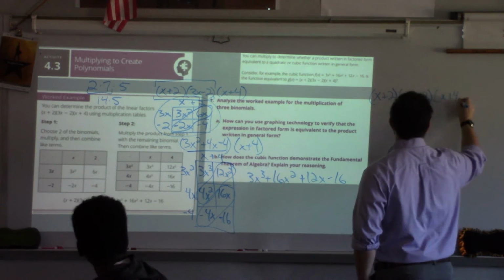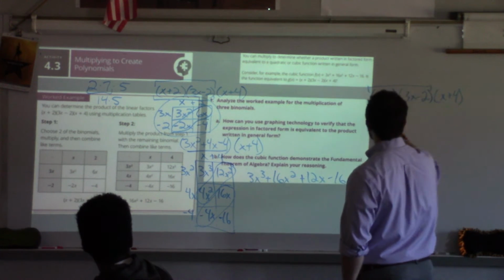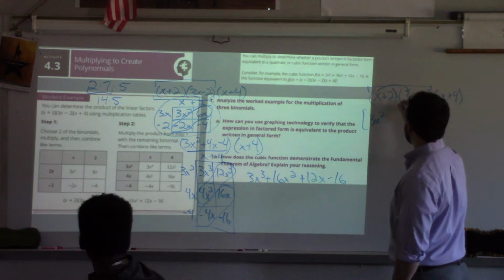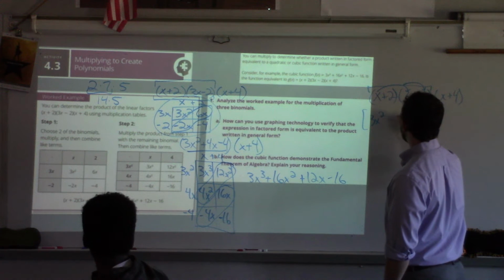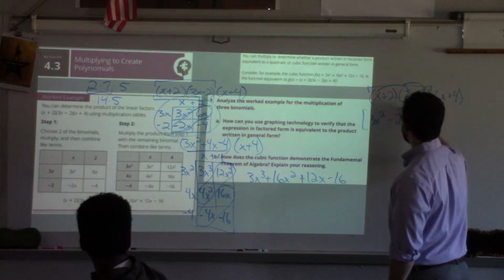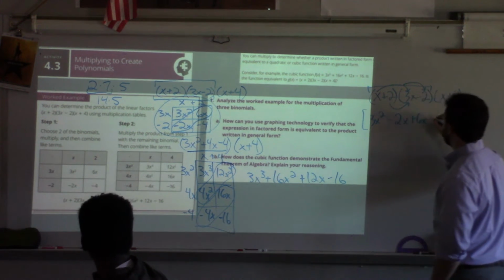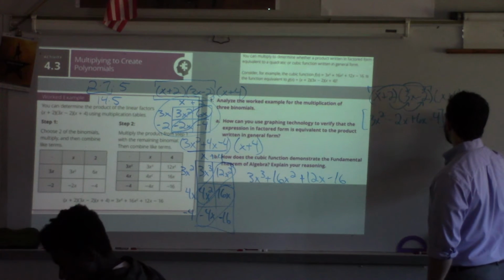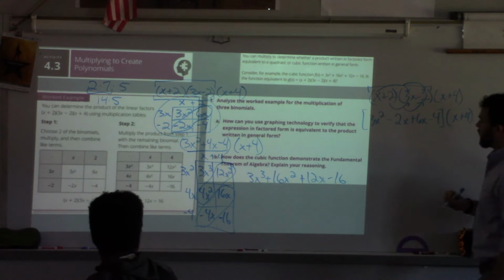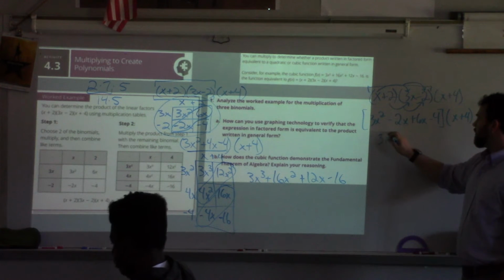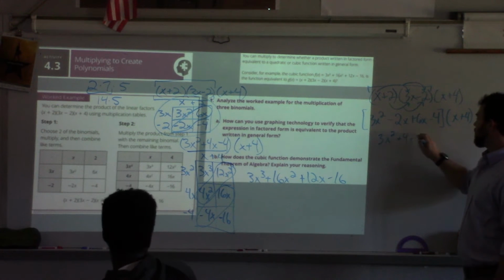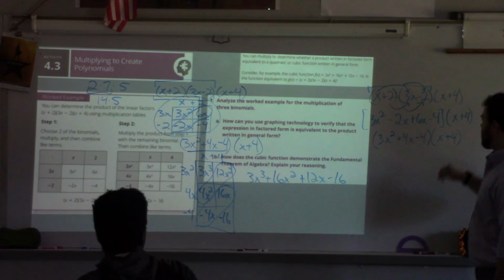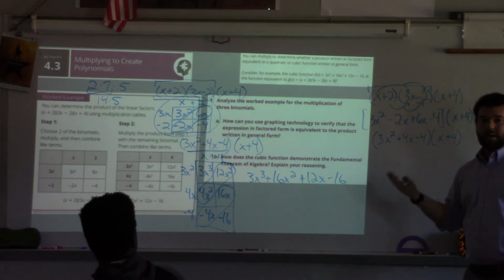I'm going to start with my first 2 right here, and I'm going to distribute. X times 3x is 3x squared. X times negative 2 is minus 2x. 2 times 3x is plus 6x. 2 times negative 2 is minus 4. All that's being multiplied by x plus 4. I would then simplify. To me, that's a little bit less work, which is why I prefer that method.